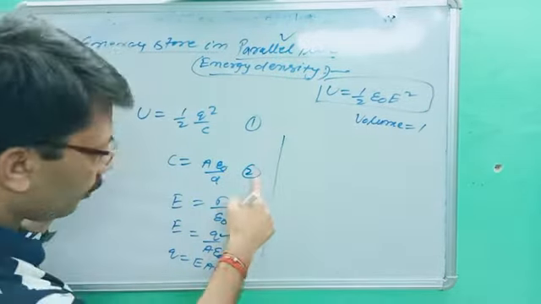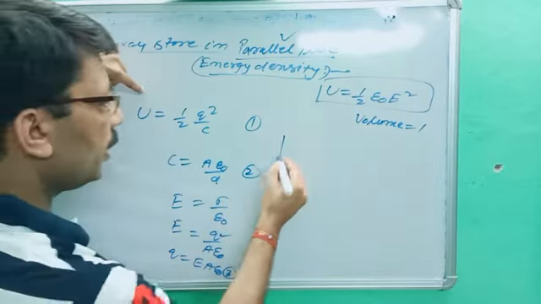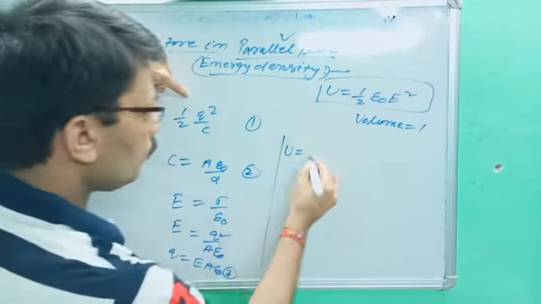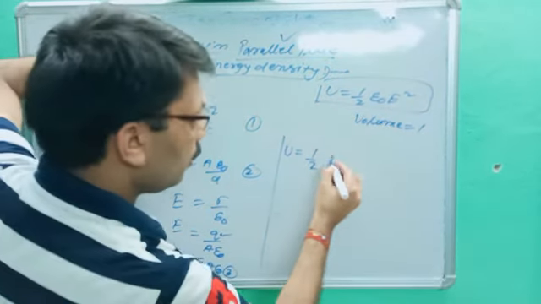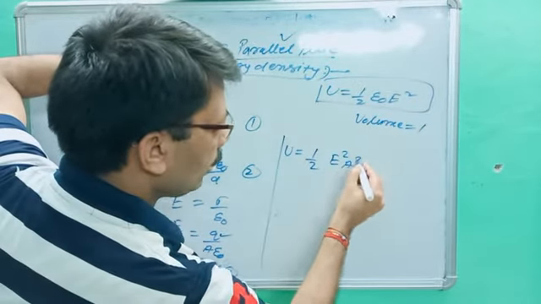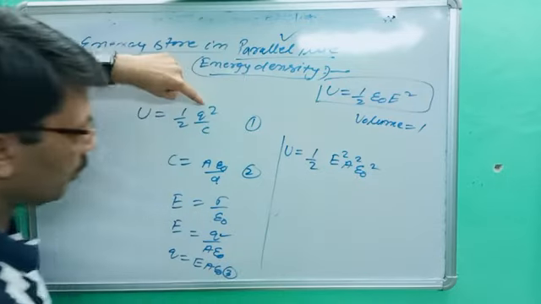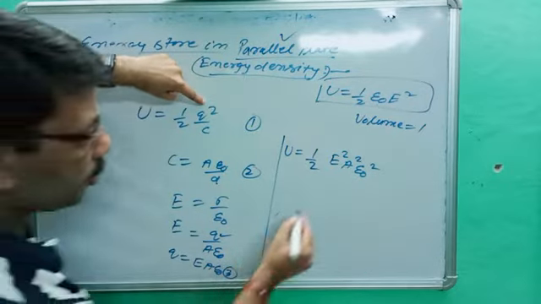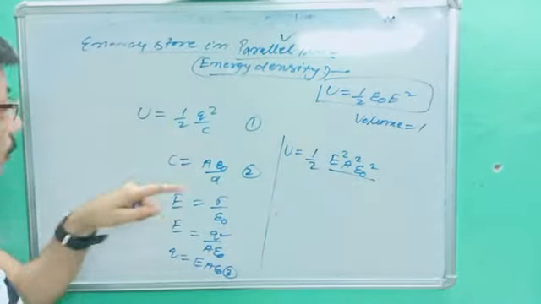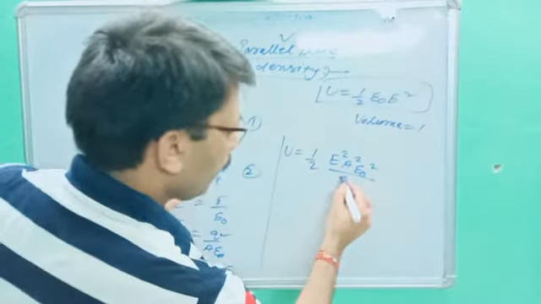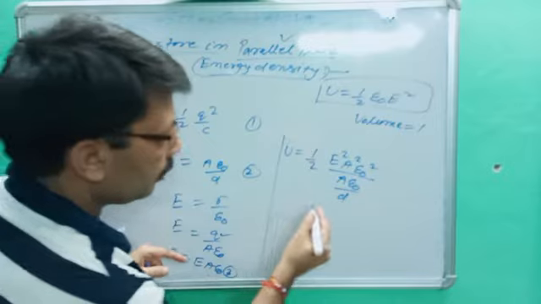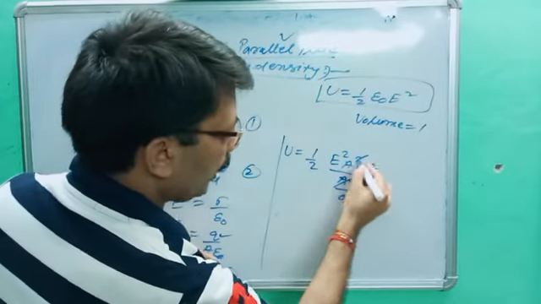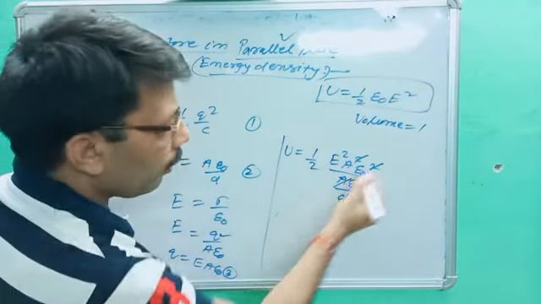Now putting the values from second and third into first, what do we get? U is equal to 1 upon 2. What about Q square? It will be E square A square epsilon naught square, upon the value of C. C is equal to A epsilon naught upon D. This is the value of C. A epsilon naught cancels out, and D will go up. So what do we get here?